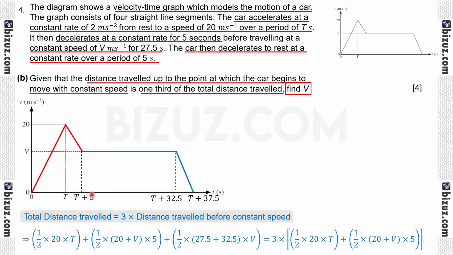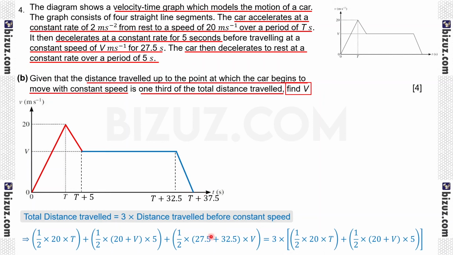Now for the other part, this is a rectangle and this is a triangle, so we could use the formulas for area of a rectangle or a triangle, but in this case a triangle and a rectangle make a trapezium, so we could use the formula of a trapezium, which is half into a plus b into h, where a is this 27.5 seconds, b is this 27.5 plus 5, which is 32.5 seconds, and the height is capital V. So we have half into a 27.5 plus b 32.5 into V.